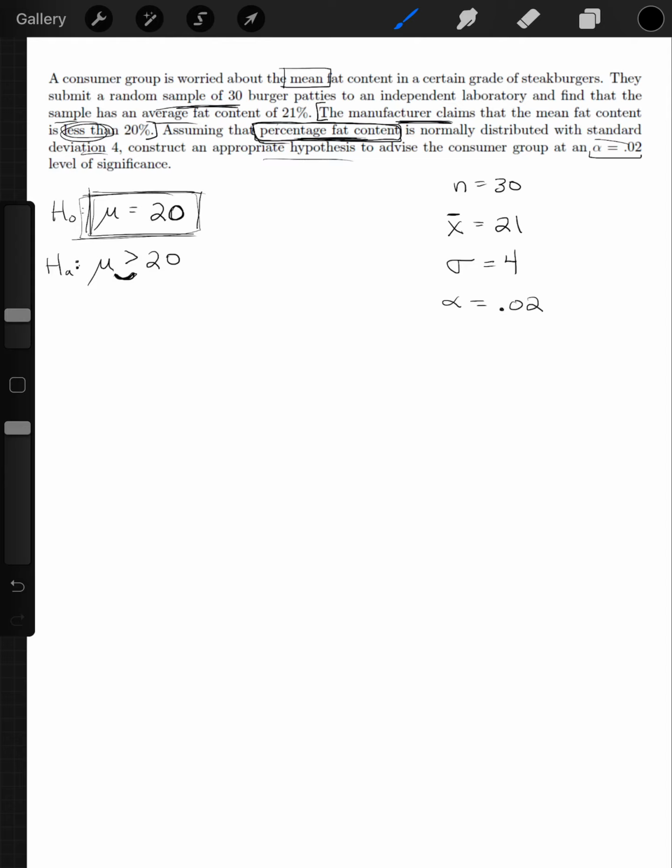So our test statistic, right, we're dealing with the mean, and we know what sigma is, so it's going to be a z, not a t. And our formula is x bar minus mu over sigma divided by the square root of n. Right, so that's going to be 21 minus 20 all over 4 divided by the square root of 30, which when I plug that into a calculator, we get 1.37.